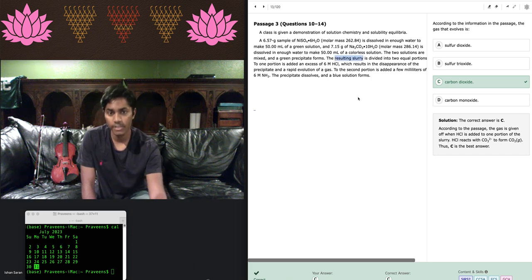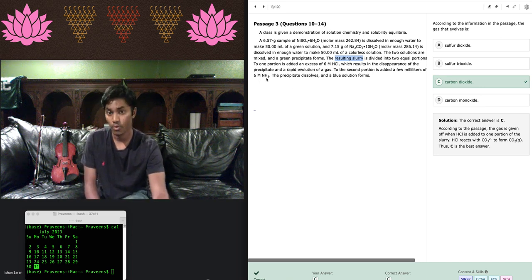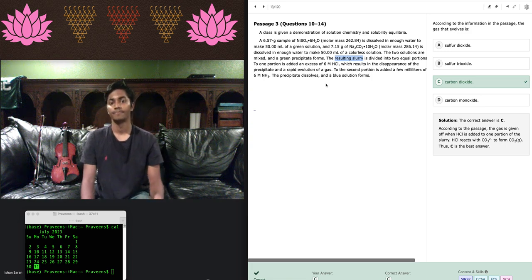The resulting slurry is sort of the question mark. We do two things to ascertain what's in that question mark. One thing we do is we add 6 molar of ammonia. That causes the solid again to disappear and a blue solution to form. Another thing we do separately, exclusively, is we add acid, and again the precipitate decreases and a gas evolves.